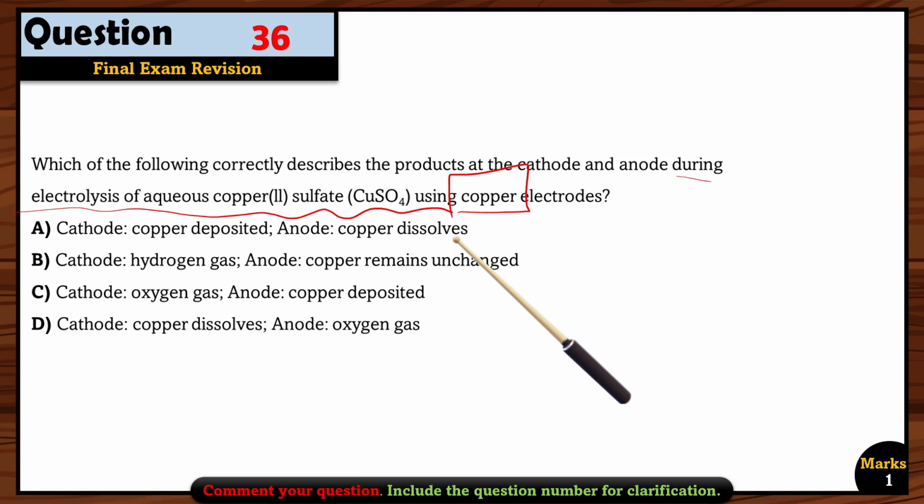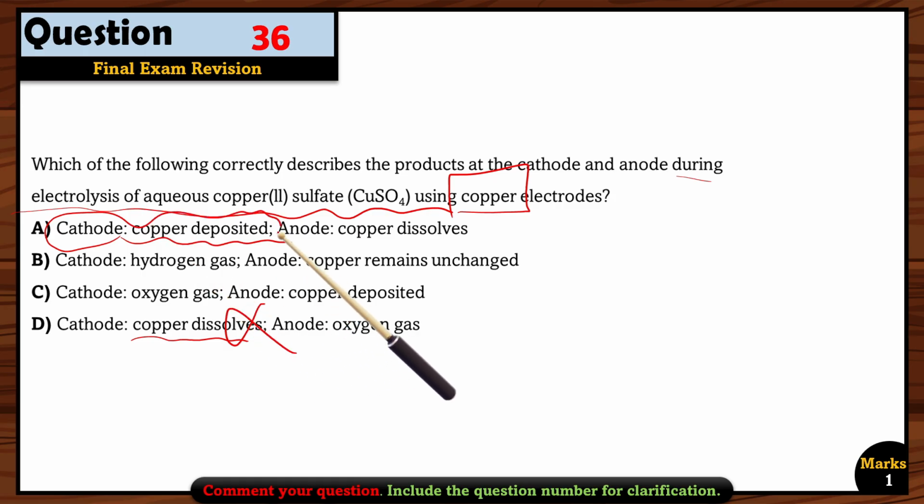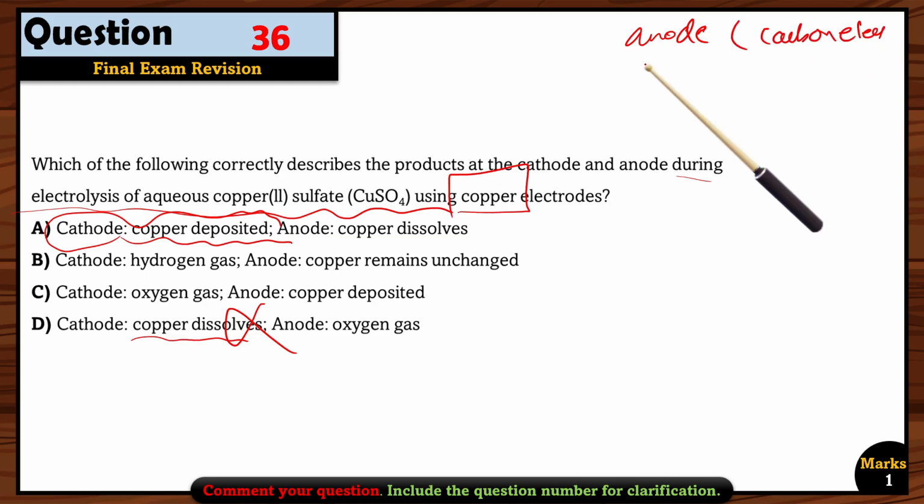So at the cathode, is the copper deposited or dissolved? Copper dissolved is wrong. Copper will be deposited there, okay? So at the cathode, the copper will be deposited. So this option is the right option. Now let's see the anode. At the anode, if you have carbon electrodes, then you are going to get oxygen, right?